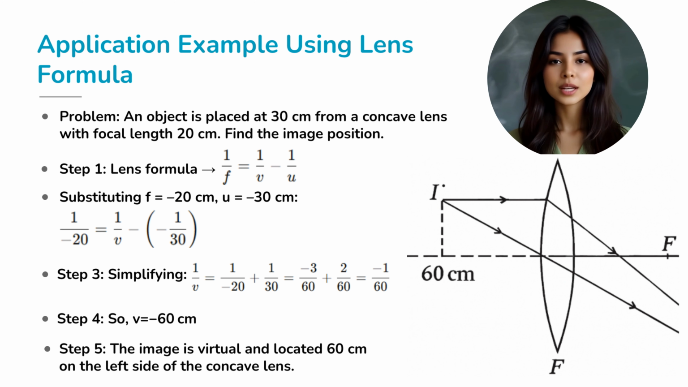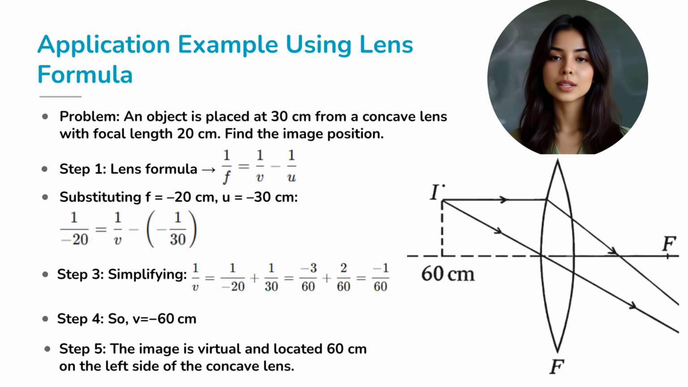Finally, step 5. What does this negative sign tell us? It tells us that the image is on the same side as the object, at 60 centimeters from the lens. And because it forms on the same side, it is not a real image, it's a virtual image. As you can see in the diagram, the rays appear to diverge, but if extended backward, they meet at a point on the left-hand side.